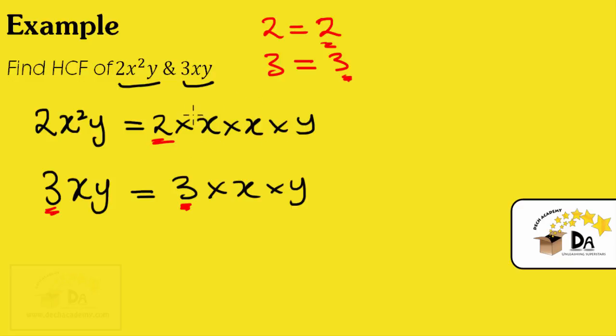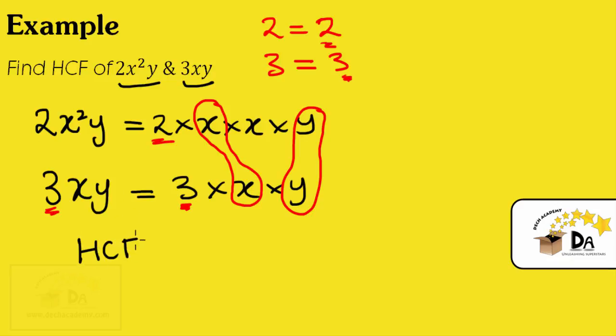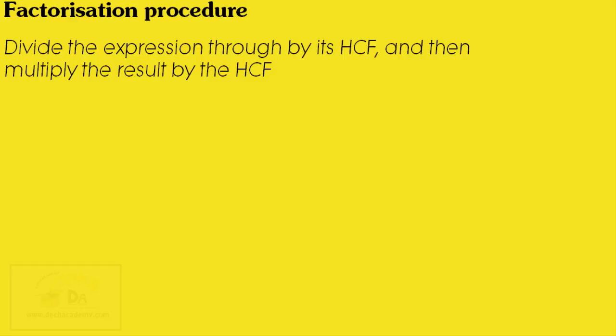So let's look for common factors. Well, we have an x here and we have a y here. So the common factors are x and y. Therefore, the HCF is x times y, the product of the common factors, which is xy. Now that you understand how to determine the highest common factor of two or more terms, you will find that factorizing a given expression is a piece of cake.